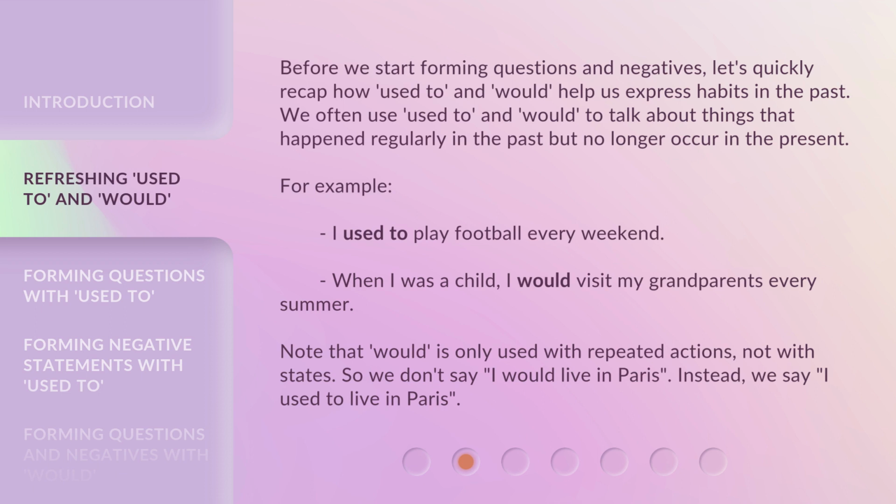Before we start forming questions and negatives, let's quickly recap how used to and would help us express habits in the past. We often use used to and would to talk about things that happened regularly in the past but no longer occur in the present. For example, I used to play football every weekend. When I was a child, I would visit my grandparents every summer. Note that would is only used with repeated actions, not with states. So we don't say, I would live in Paris. Instead, we say, I used to live in Paris.